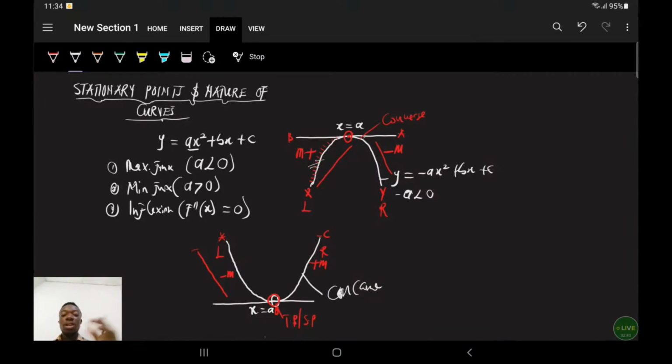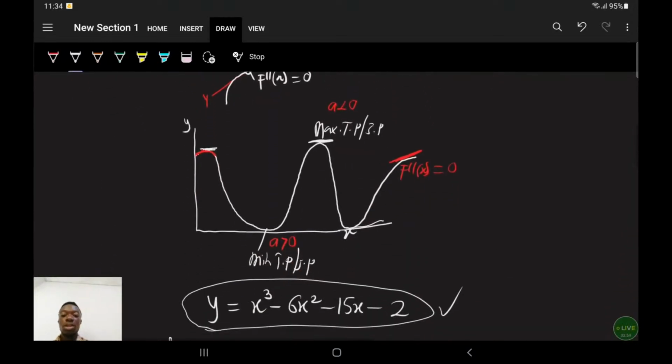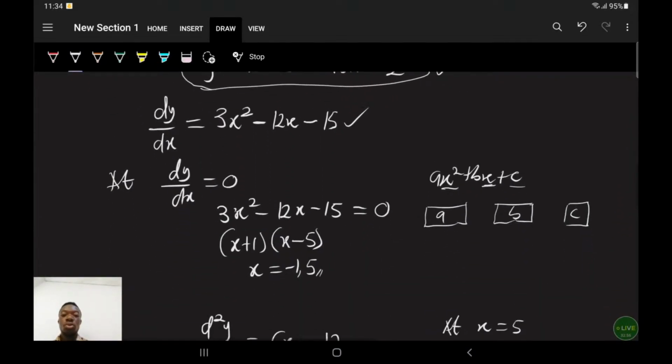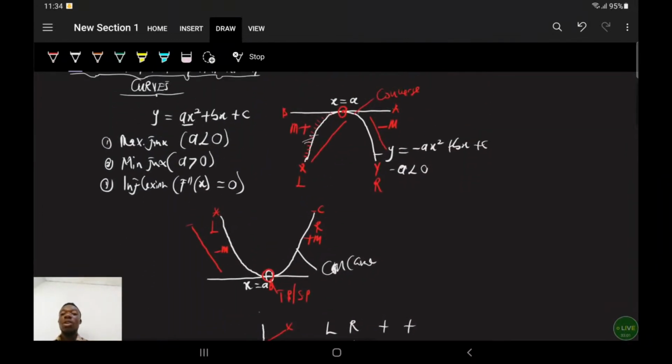We said that the minimum curve can also be called the concave curve, and the maximum curve can also be called the convex curve. So that is what we spoke about just a few minutes ago. So that is how we go about determining the stationary point and the nature of a curve.